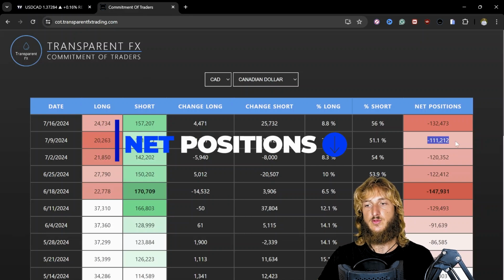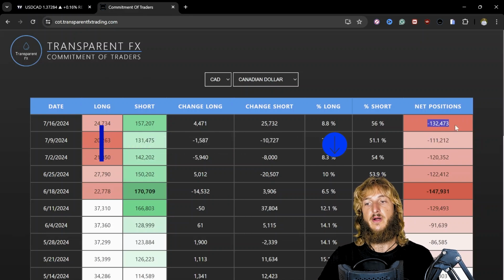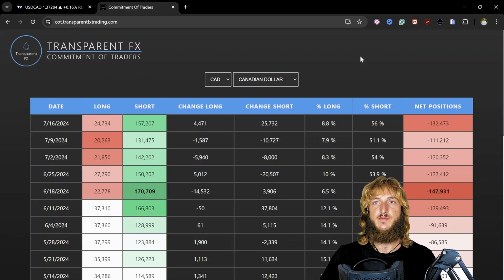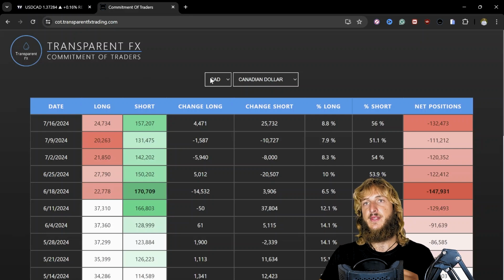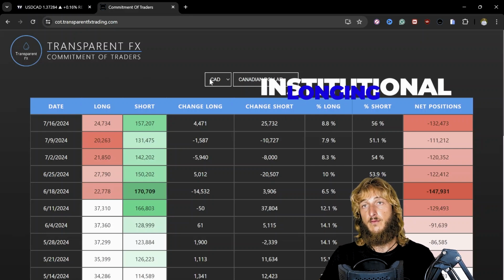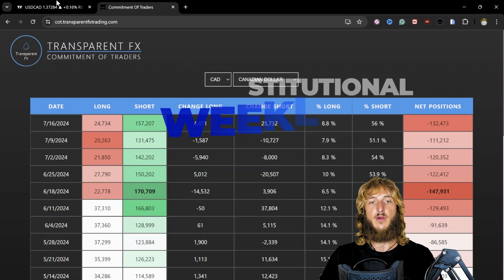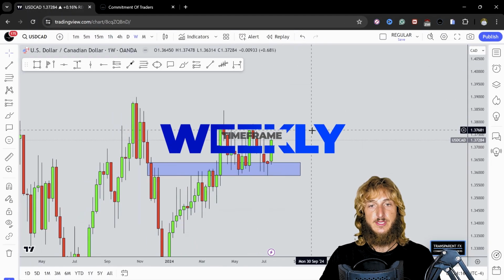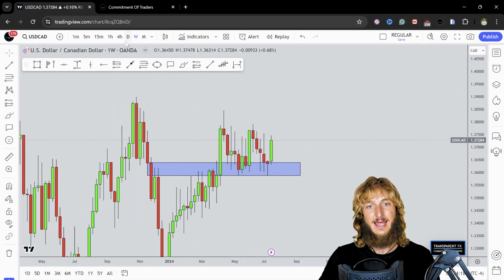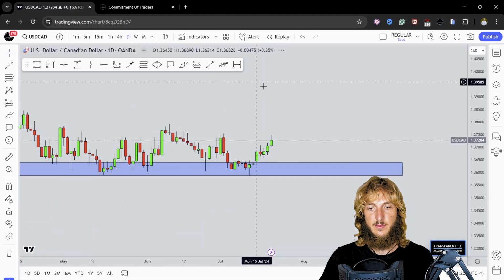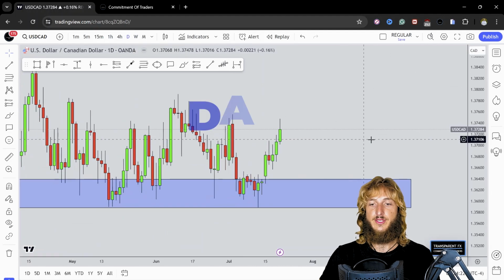We went from having minus 111k to minus 132k net positions, meaning that institutions are moving to the bearish side for the CAD. And if institutions are moving to the bearish side for the CAD, it means they're moving to the bullish side for USDCAD, therefore making it stronger. So USDCAD is getting stronger and longed by institutions. Let's keep that in mind and move back down on the daily chart.